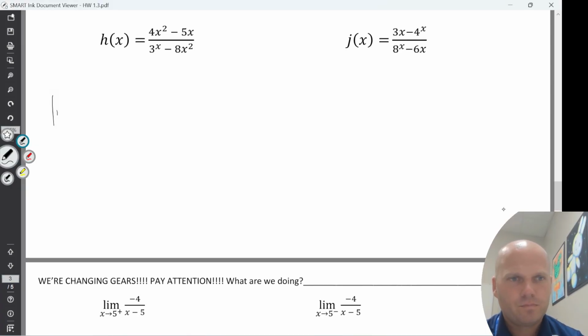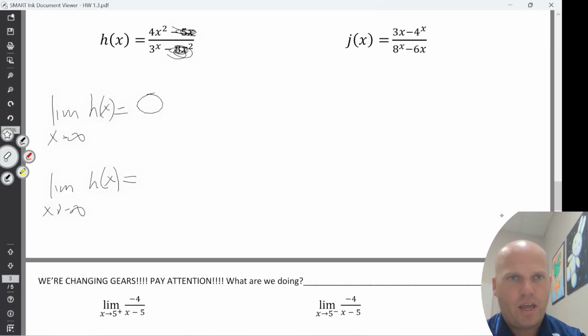All right, so make sure you can see the reasons why. If I'm going in the positive direction, I'm not going to care about this. I'm not going to care about this. Slow over fast. Think about why slow over fast is 0 versus memorizing. Then if I go in the negative direction, this won't matter, this won't matter, and I get negative 4/8 because it's the same over the same.